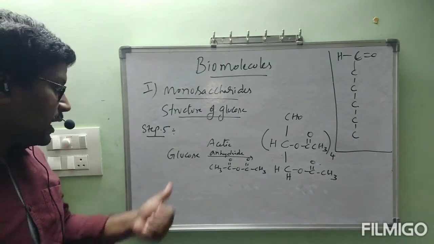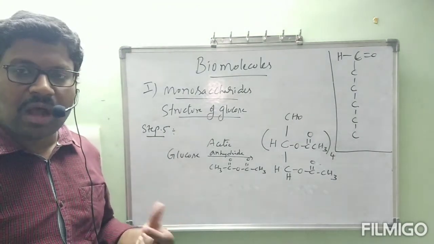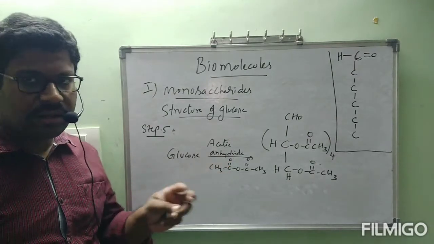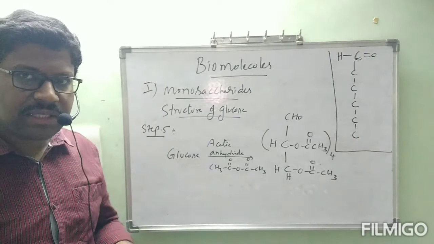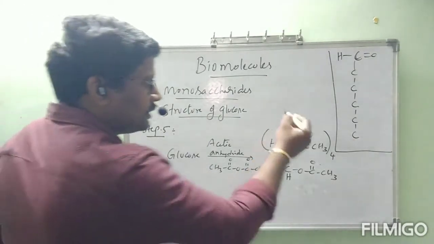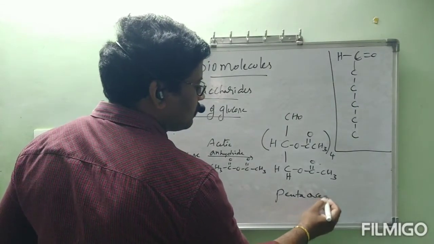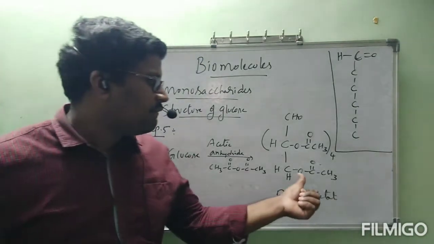First thing, I am not going to write the structure of glucose. Without that I will explain. After that, once I will write with the structure of glucose and how it will react with acetic anhydride, that one also I will explain. Before that, first, what is the reaction happening here? This is pentaacetate. Pentaacetate contains 5 ester groups.